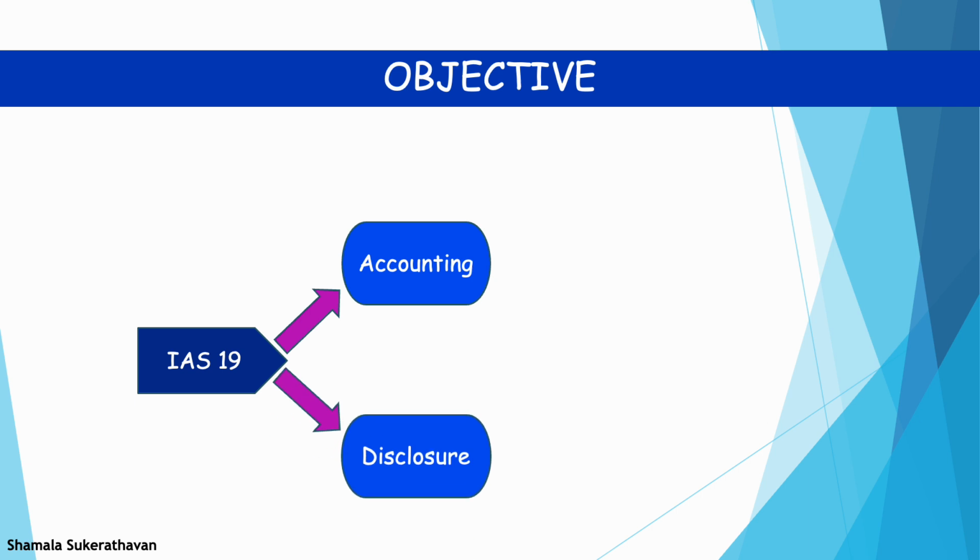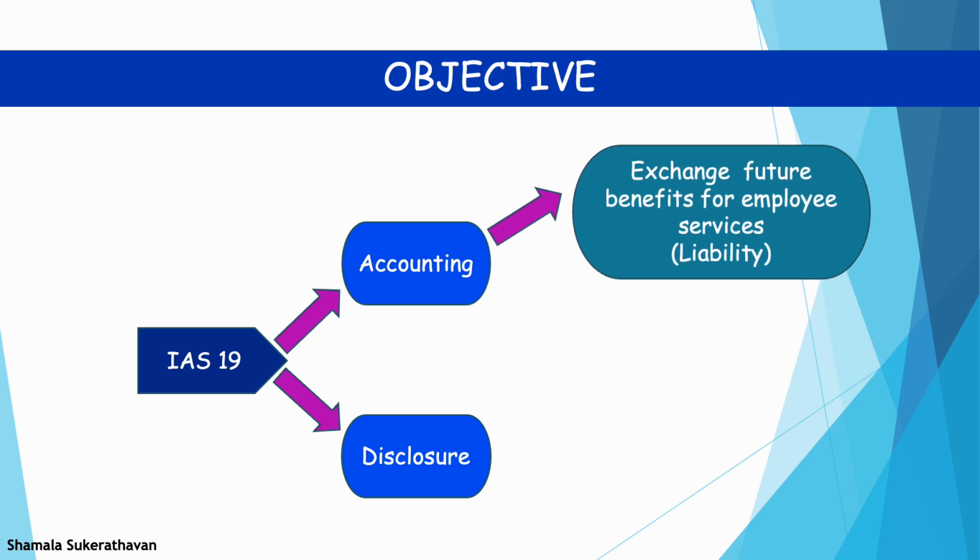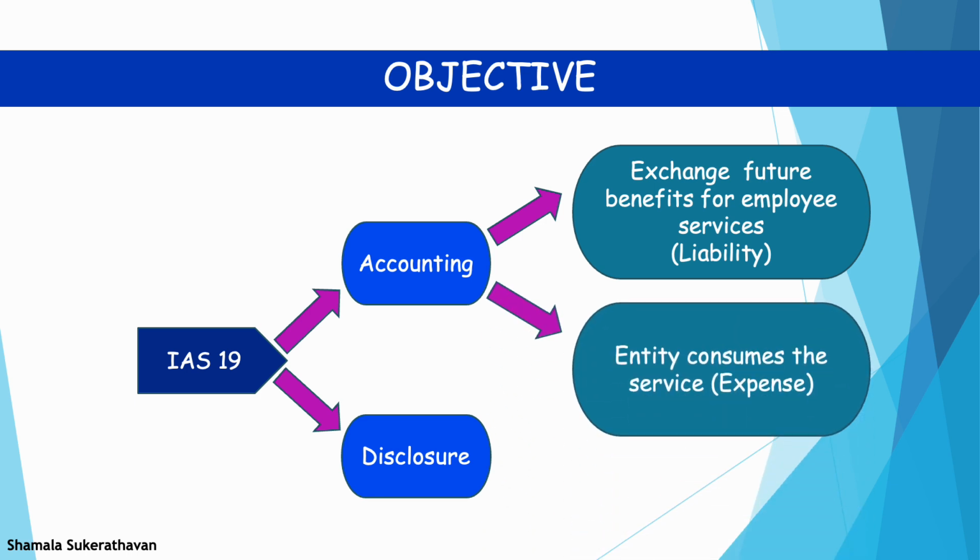IAS 19 requires: 1. Recognition of a liability when an employee has provided service in exchange for employee benefits in the future. 2. Recognition of an expense when an entity consumes the economic benefit arising from the services provided by the employee in exchange for benefits.